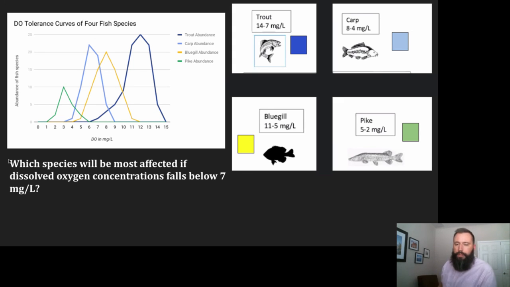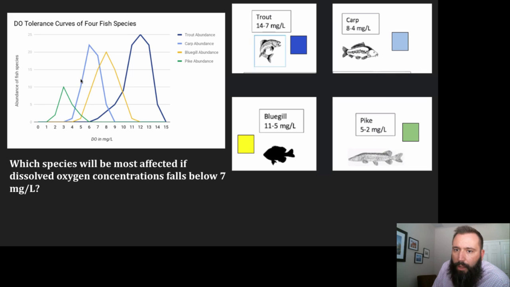That brings us to our question over here. Which species will be most affected if dissolved oxygen concentrations fall below 7 milligrams per liter? So here we are. Look at this. Think to yourself, okay, we're at 7. That's more than enough oxygen for pike.